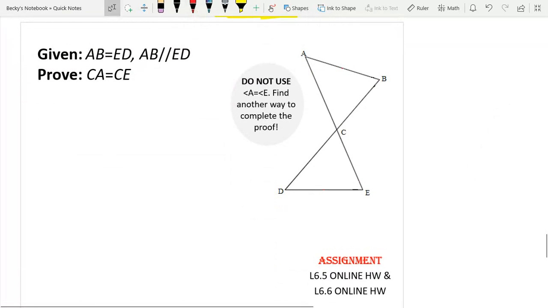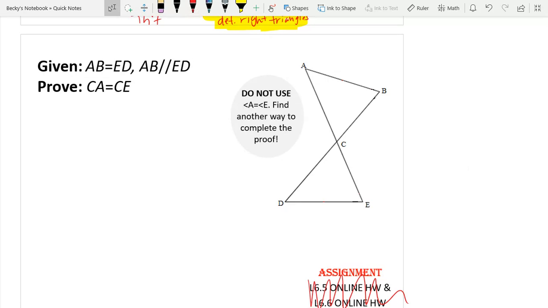And the last one. AB is equal to ED. And we have some parallel lines. All right, and it says, do not use angle A and E. Find another way to complete the proof. So I'm trying to give you a hint here.